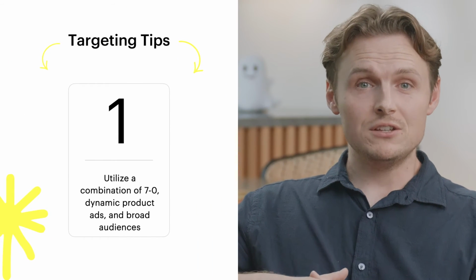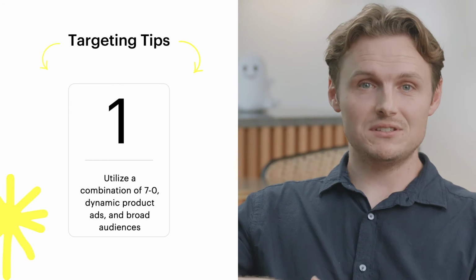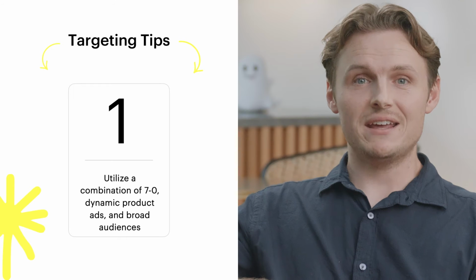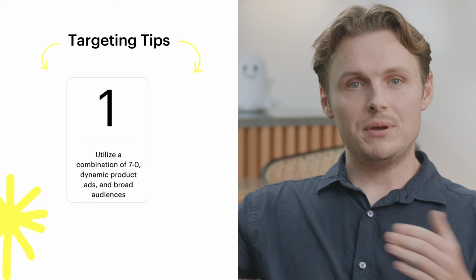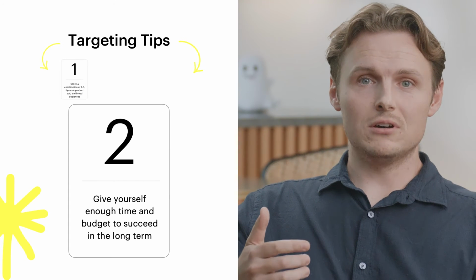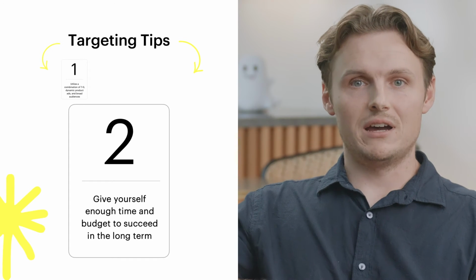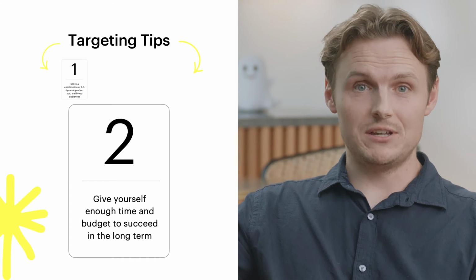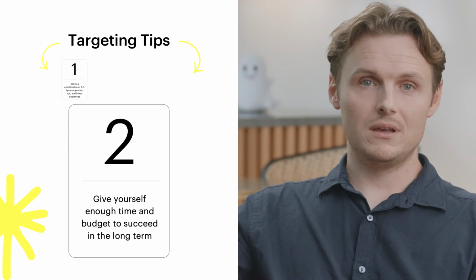We have a tried and true method for what works if you measure using last click, and it's using 7.0, a split of static and dynamic ads, and broad audiences. If you're comparing your results on Snap to other platforms, you need to factor in how long both platforms or campaigns have been live. The auction needs time and data to optimize effectively, so make sure you're setting aside time and sufficient budget to allow it to do so.